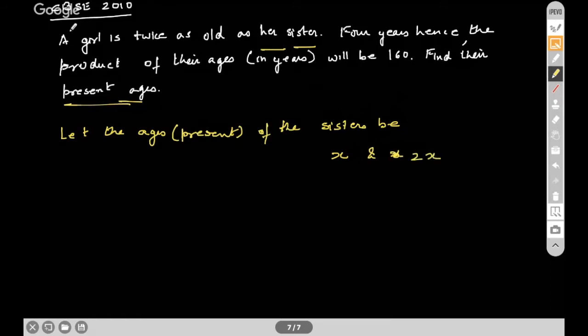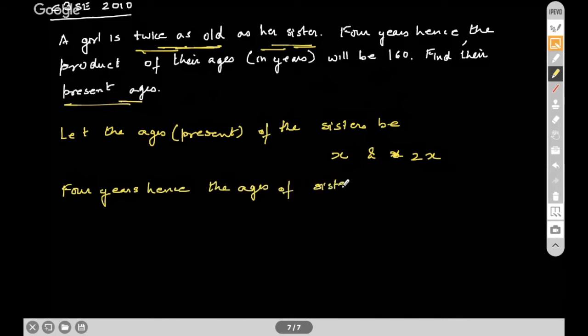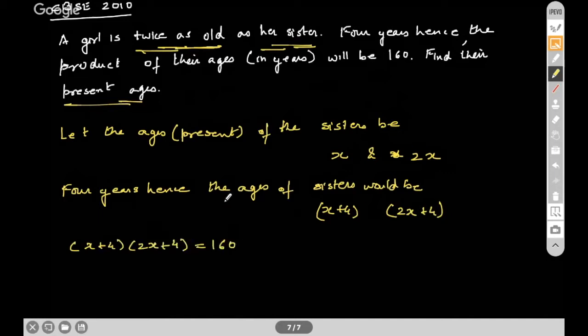x and, sorry, twice x, right? So the girl is twice as old as her sister, right? x and 2x. 4 years hence, the product of their ages will be 160. So 4 years hence, the ages of the sisters would be x plus 4 and 2x plus 4. And now the product, they are saying, x plus 4 and 2x plus 4 is equal to 160. So you have to find out the value of x.